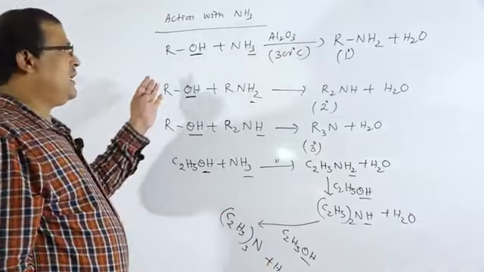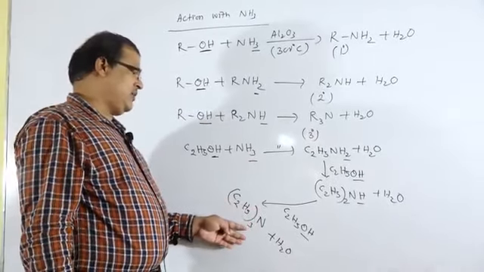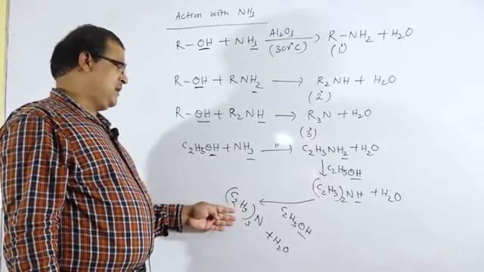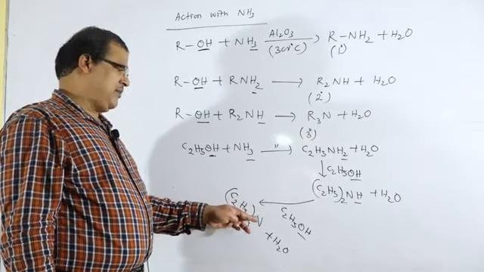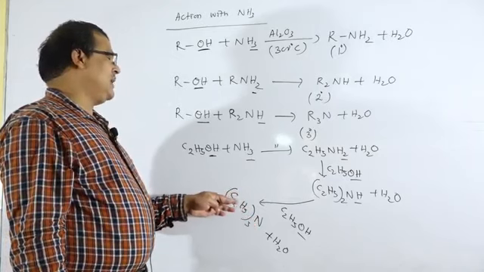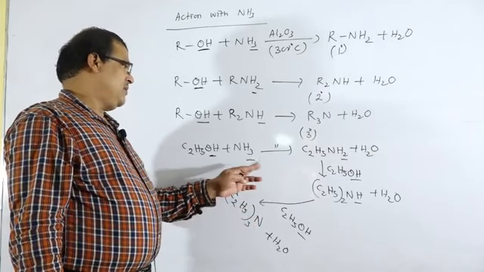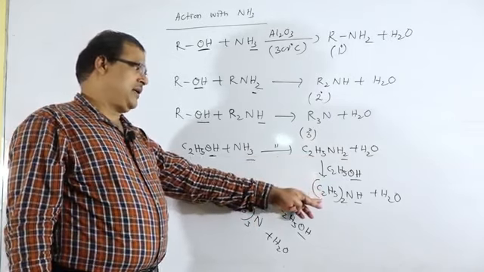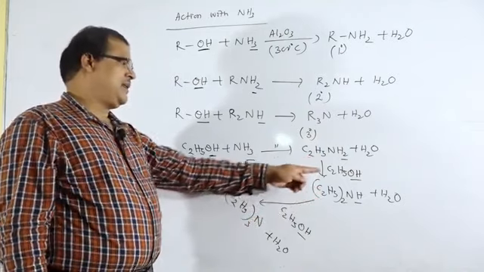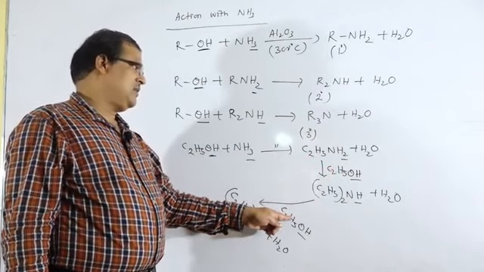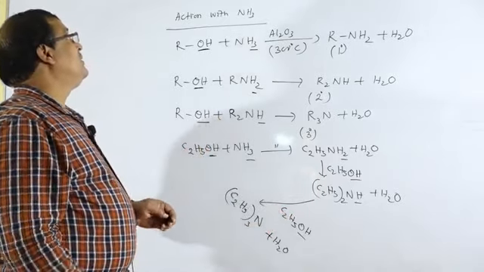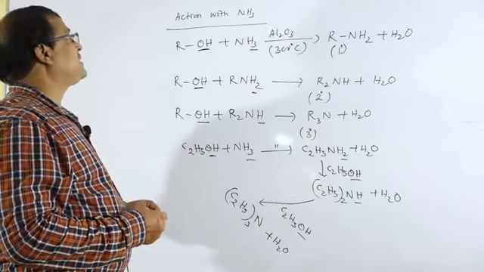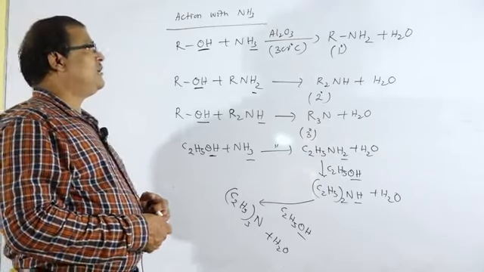The reaction continues till there is the formation of triethylamine. So that is tertiary amine. Primary amine, secondary amine, tertiary amine. That depends upon the concentration of alcohol. So this is the reaction due to the OH part, that is, the action of the alcohols with that of ammonia.